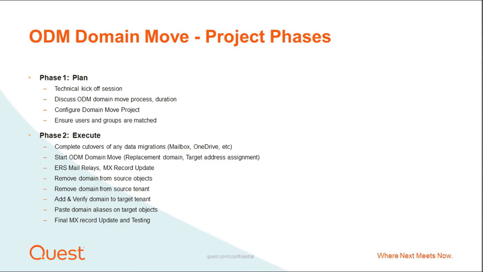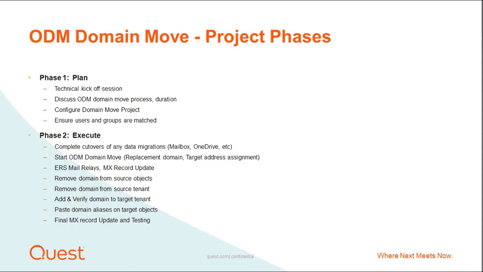Once the ODM domain move process is started, you'll be prompted to select the replacement domain and the target address assignment. You can select either primary or secondary or no updates. Once that step is complete, the process moves on to the next step, which is you have to make the MX record update if you have selected the advanced mode during the configuration. Or if basic mode is selected, then you can queue the mails in your delivery service.